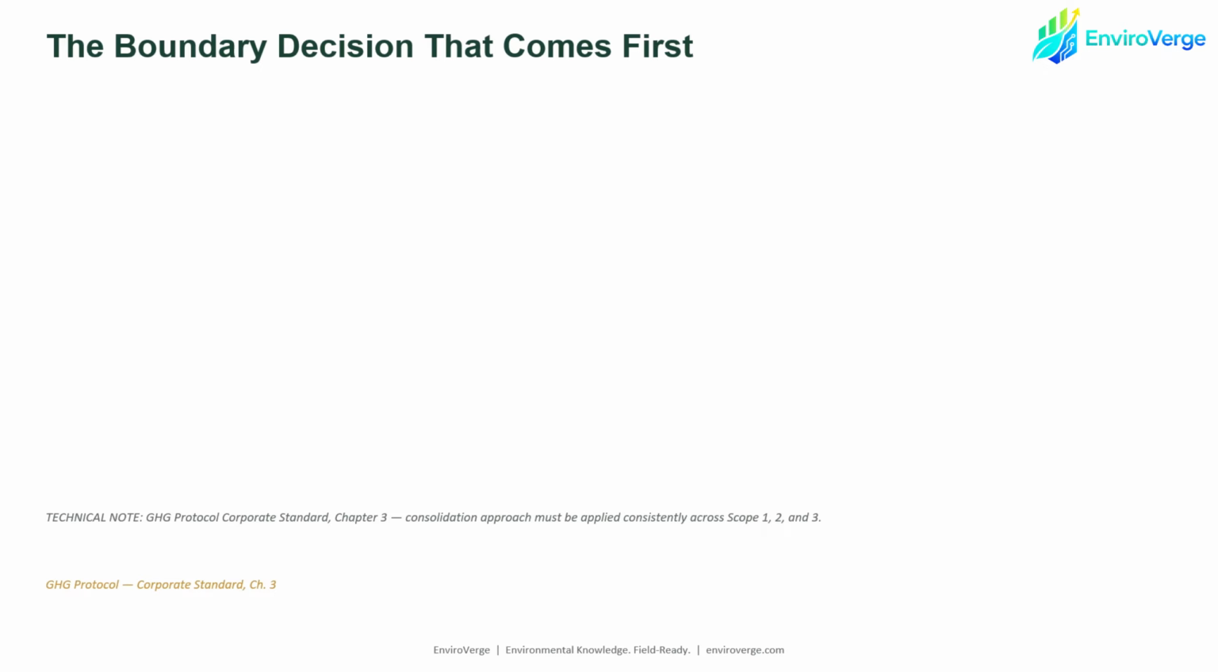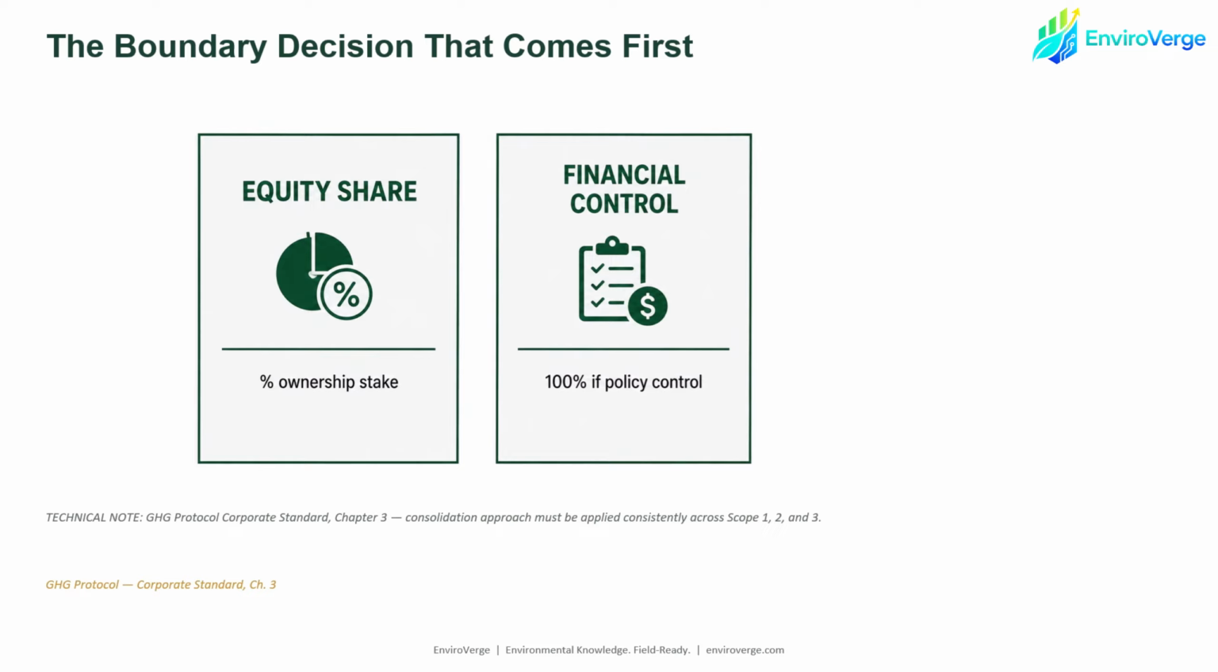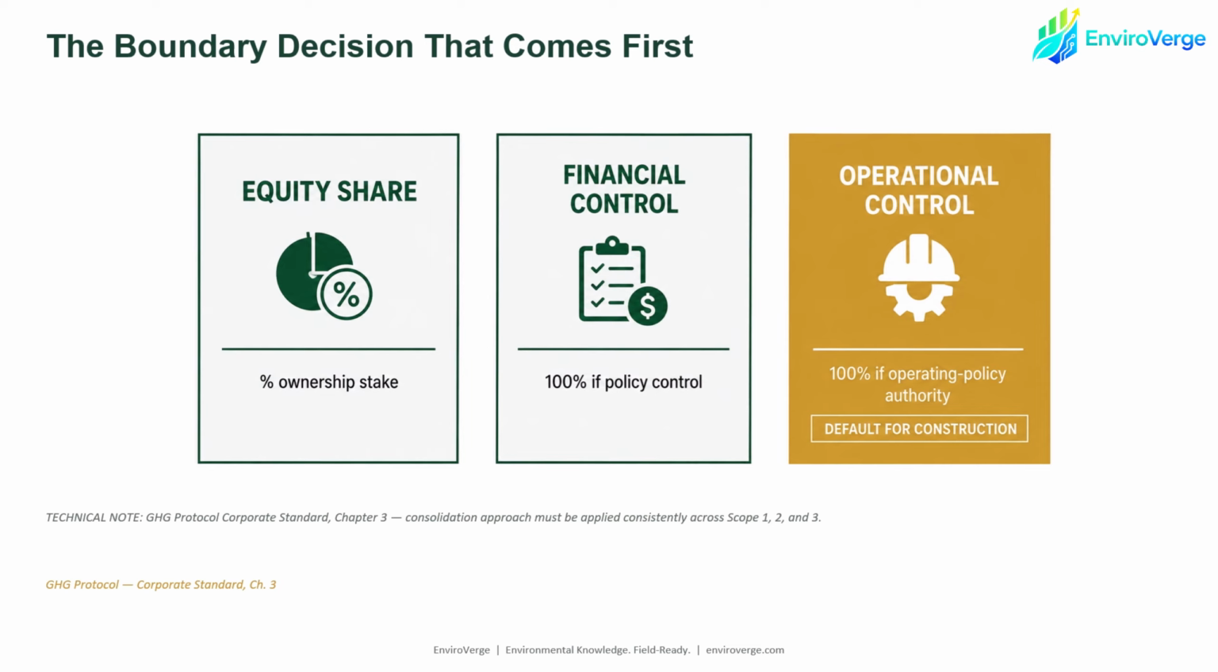Before you touch the calculation, you need to answer one question. Which consolidation approach does your organization use? The GHG Protocol gives you 3 options. Equity share. You count emissions proportional to your ownership stake. 30% ownership, 30% of the emissions. Financial control. You count 100% if you control the financial and operating policies of the operation. Operational control. You count 100% if you have the authority to introduce and implement operating policies at the facility.